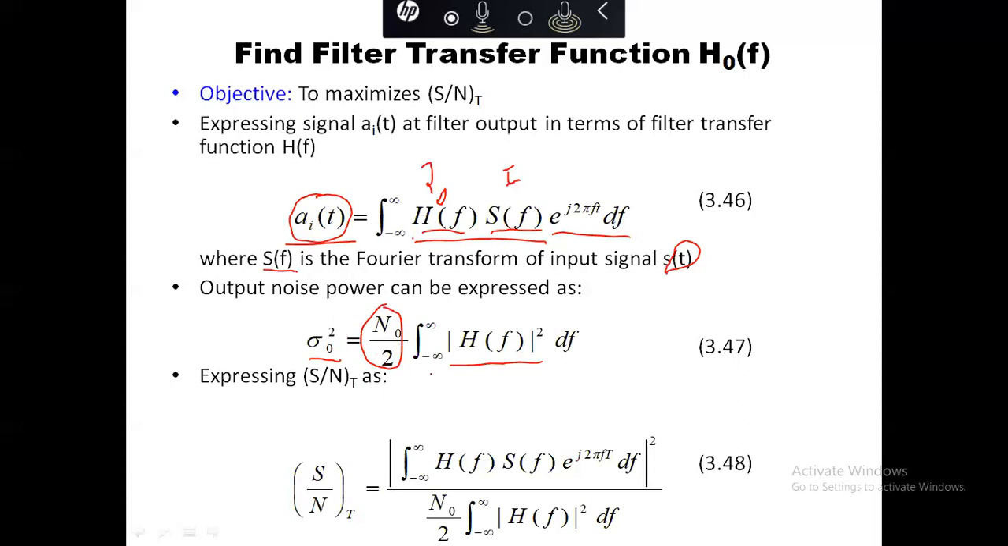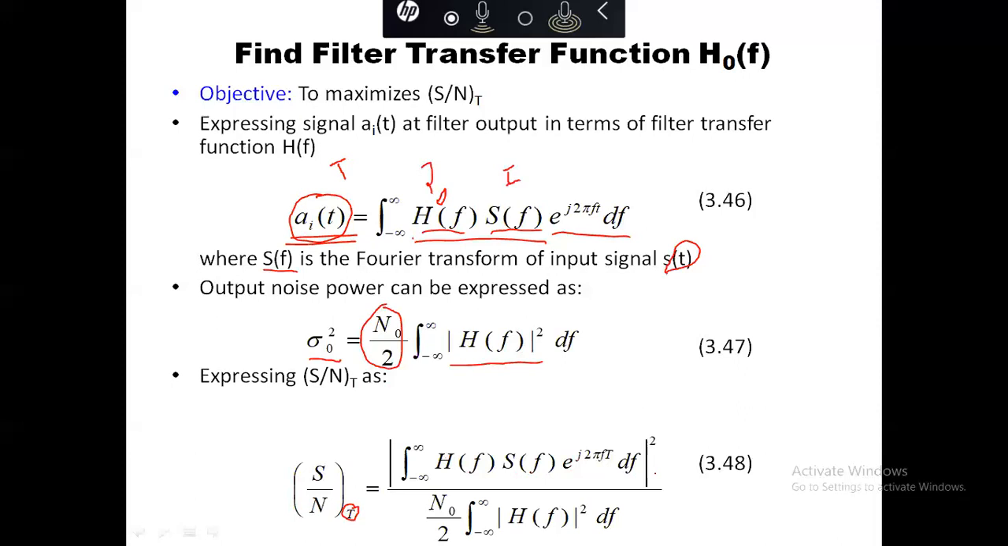So in fact, this is the numerator and this is the denominator in the signal to noise ratio at the t instant of time. It's the t instant of time because we assume here that this amplitude is at time t. So we divide the signal power by the noise power. To take the power, we have to square the received signal amplitude. So we will have to take the square of this amplitude value in time domain.